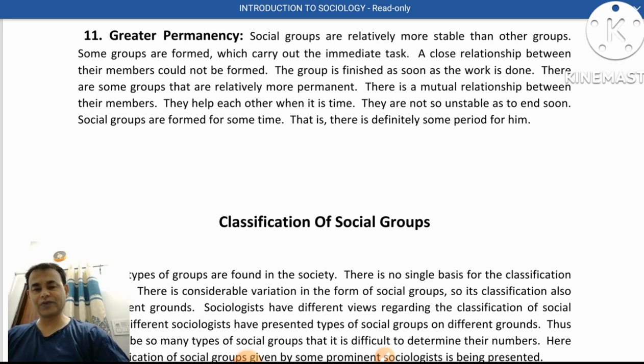There are some groups that are relatively more permanent. There is a mutual relationship between their members. They help each other when it is time. They are not so unstable as to end soon. So groups are formed for some time. There is definitely some period for them.